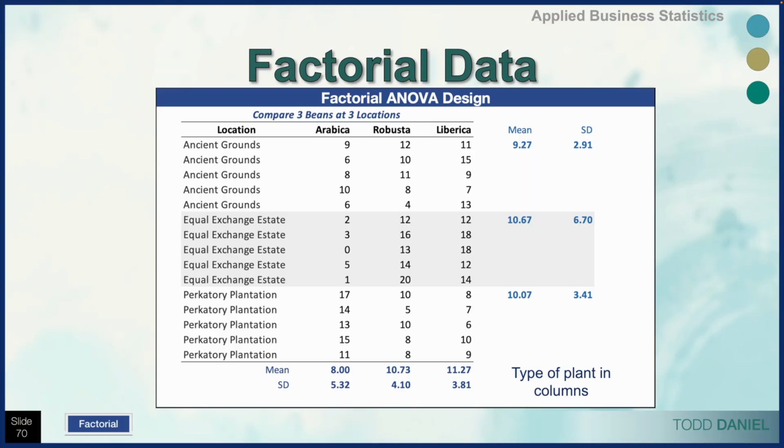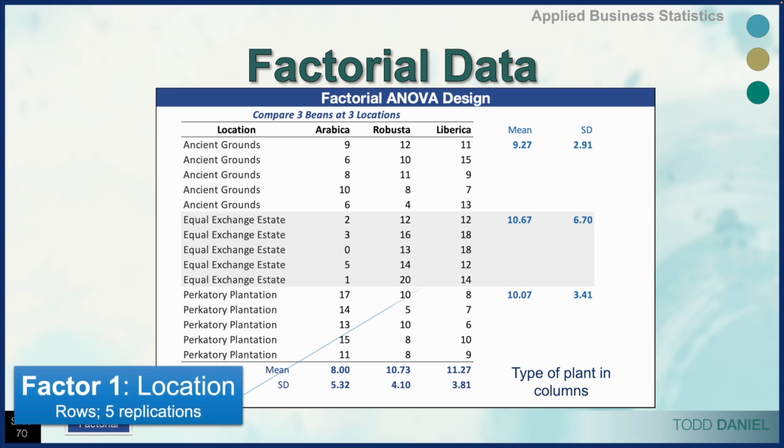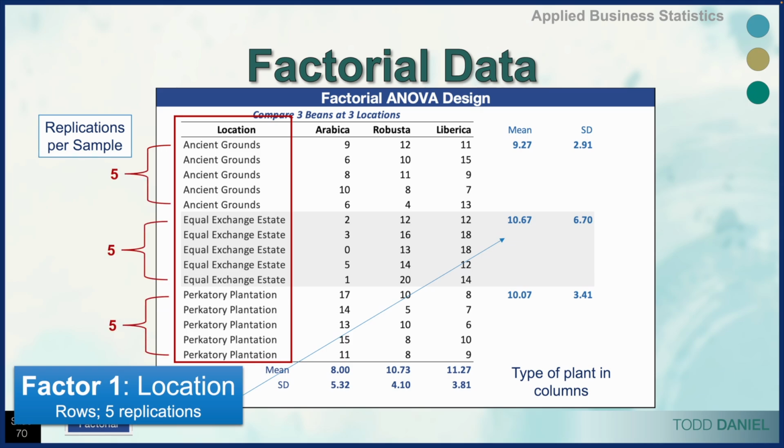Number 1, our factor of location is going to be identified by these means for the multiple replications. So these 5 replications at ancient grounds gives us an overall mean, regardless of type of bean, of 9.27. For the replications, all 5 of them at equal exchange estate, we get a mean of 10.67, and for purgatory plantation, 10.07. Those means are different, but are they statistically significantly different? Is there a difference in yield based solely on location without consideration for type of beans?